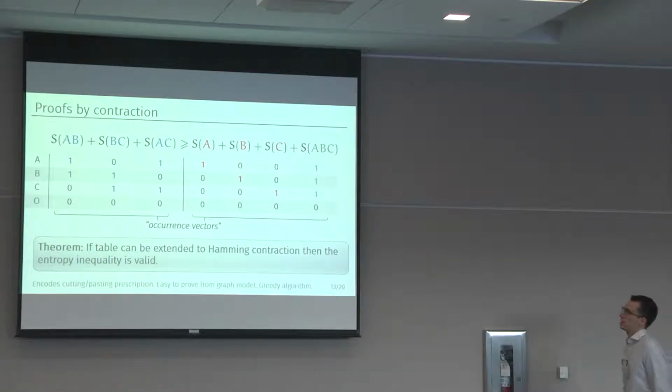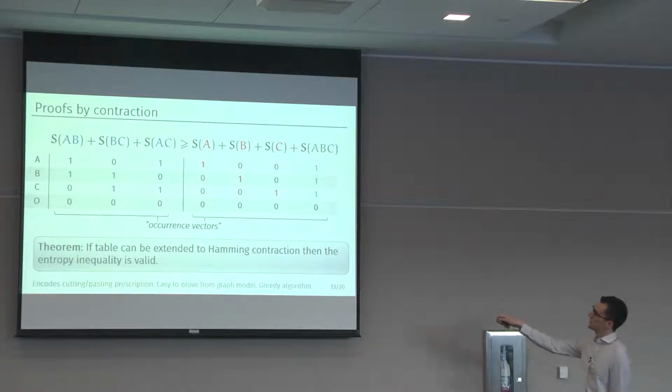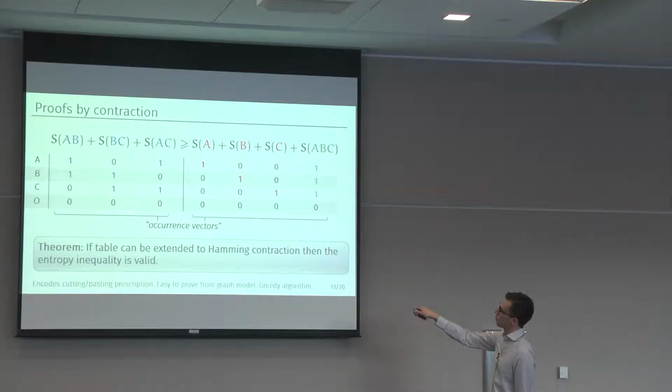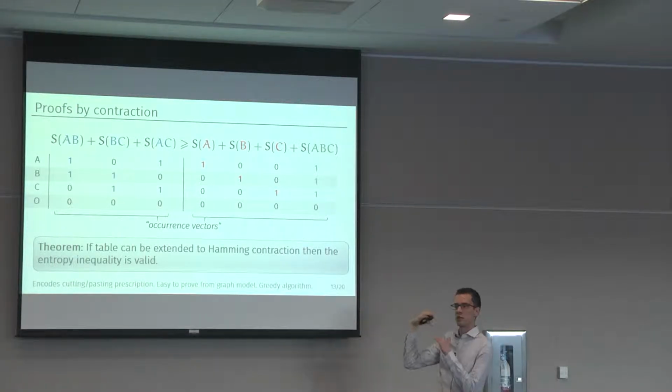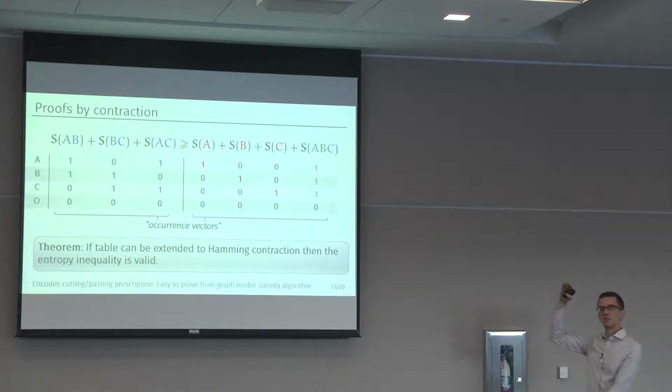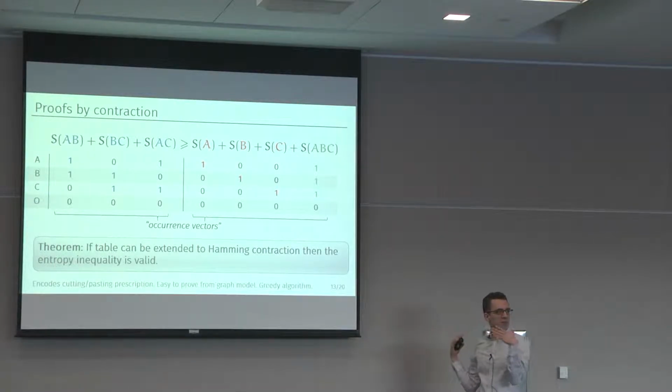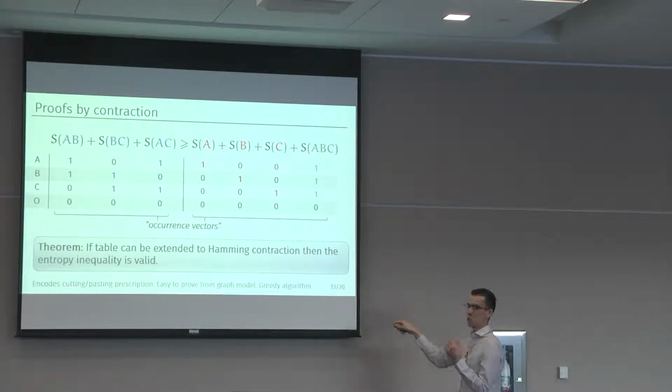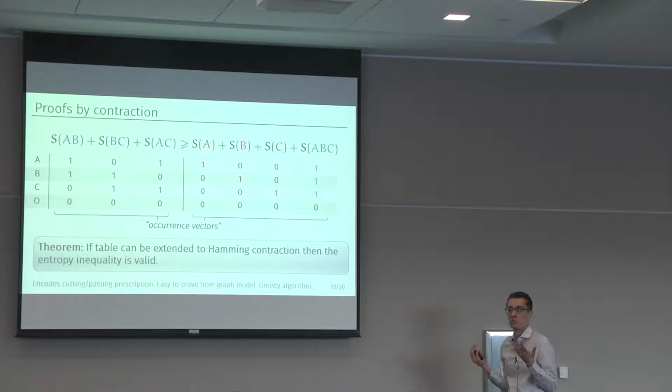And now the theorem, or the method that we call proof by contraction, goes as follows. It says that this table, where there are bit strings of length 3 on the left and bit strings of length 4 on the right, I can interpret as a partially defined function. It's a function from bit strings of length 3 to bit strings of length 4. If it is possible to extend this to all bit strings of length 3 in such a way that the one norm never increases as I go from the left to the right, so that is a contraction with respect to the Hamming weight, the one norm distance between bit strings, then the corresponding entropy inequality is valid. So this is what we show.